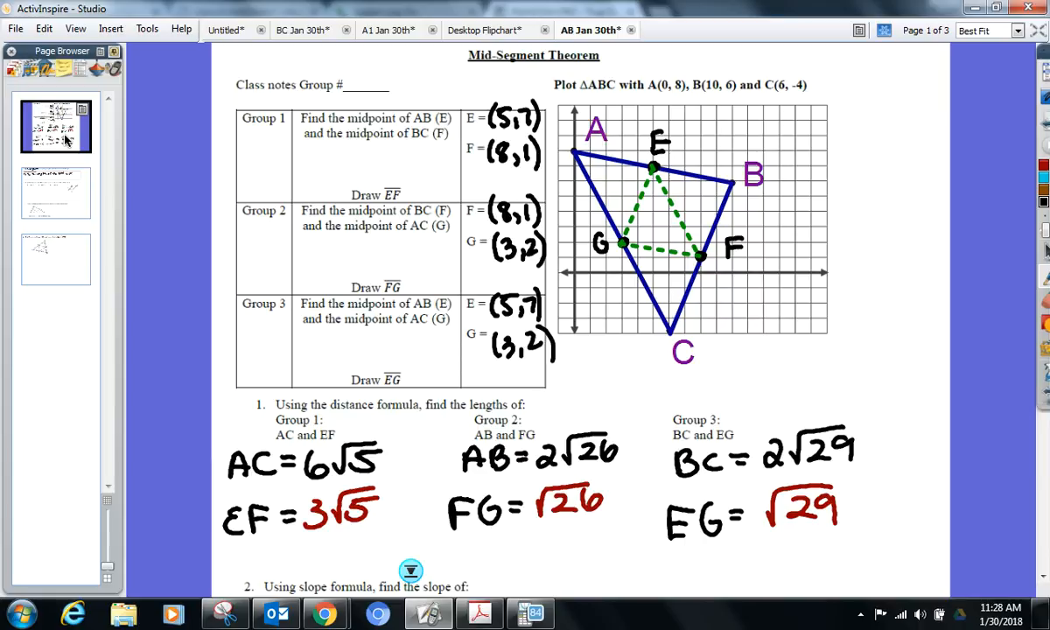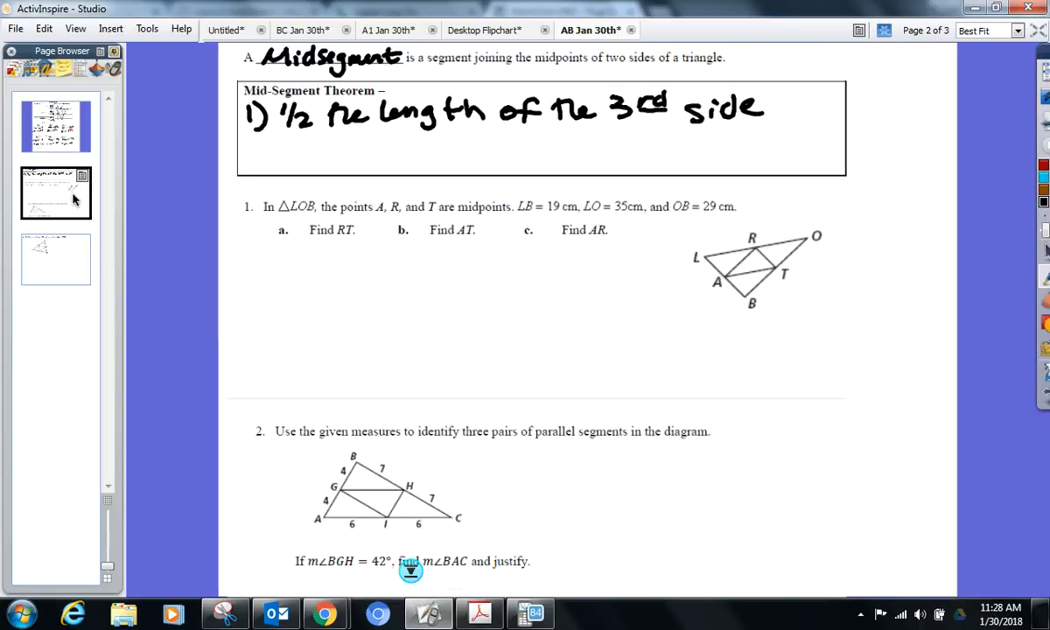All right, you know it's half the length and slopes are equal, so they're parallel. So the mid segment is half the length of the third side and is parallel to the third side. Perfect. Now I get to hear from you guys.